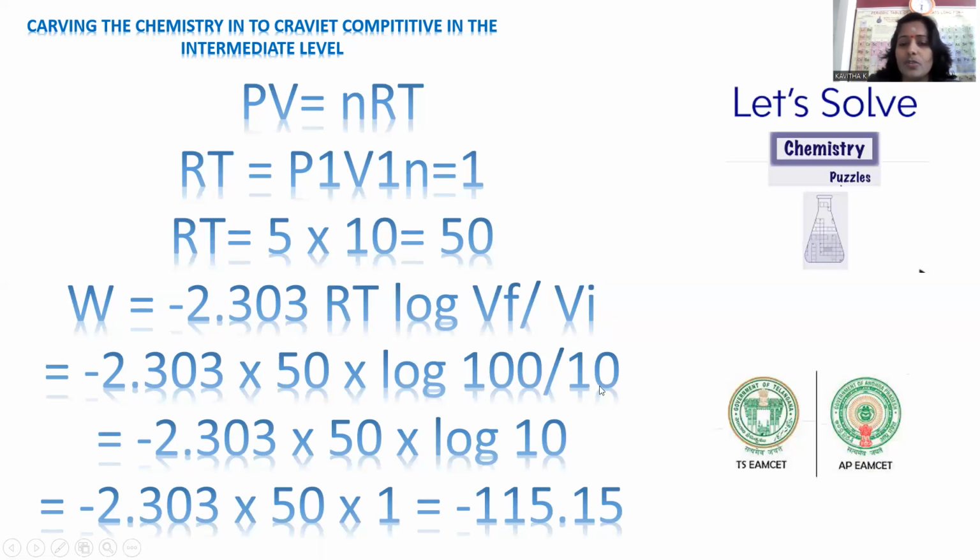100 by 10, so the zero gets cancelled, log 10. Always, the log 10 value is 1. So only the multiplication between negative 2.303 multiplied with 50 remains. Negative 2.303 into 50, the value will be negative 115.15. This is the value of work done.